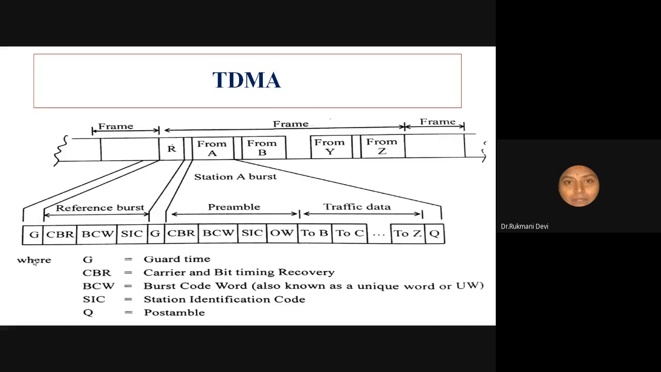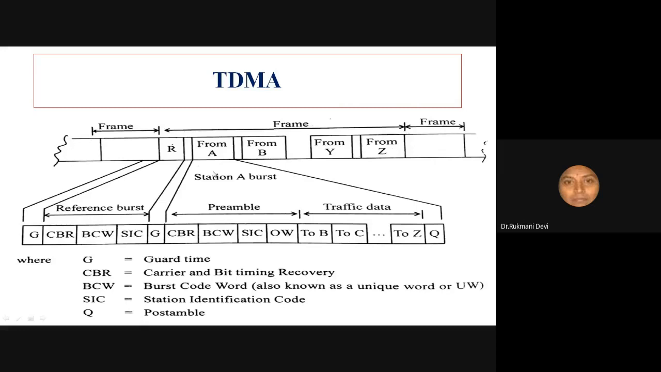Next, CBR is carrier and bit timing recovery, the carrier signal and the information. BCW is the burst code word, also known as the unique word. SIC is the station identification code: A is station A, B is station B, C and so on up to Z. Now Q is the postamble. The preamble is on the transmitter side, and similarly you have the postamble.